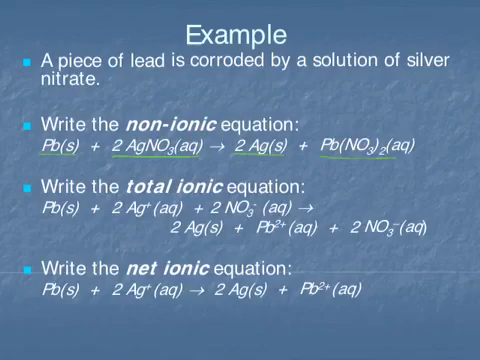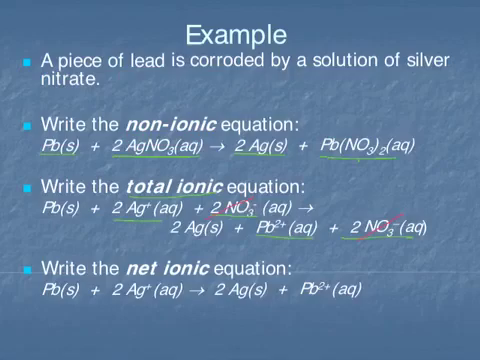Next step, we write a total ionic equation. So we have to ionize silver nitrate into silver ion and nitrate ion. And because lead nitrate is soluble, we also ionize it into lead 2+ ion and nitrate ion. Next, we cancel out the spectator ions, in this case the 2 nitrate ions.